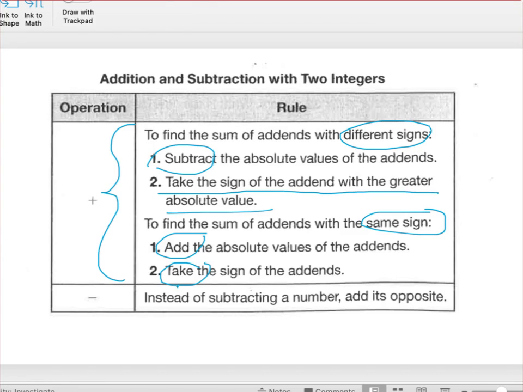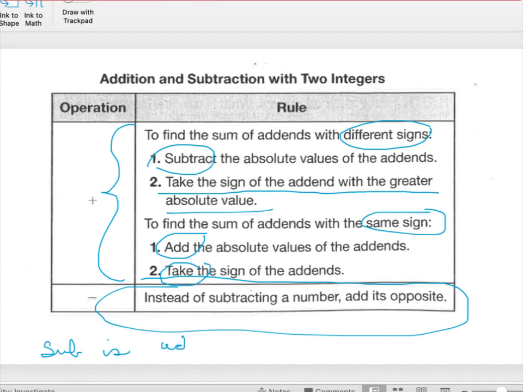Now here is our new rule down here. This is the one we're adding this lesson. When we're subtracting a number, instead add its opposite. So we're going to say subtraction is addition of the opposite. Subtraction is addition of the opposite. Okay, that's our rule.